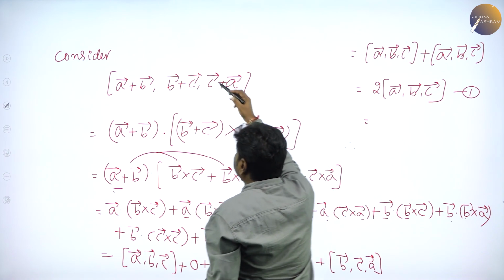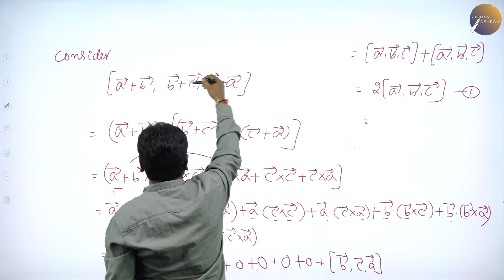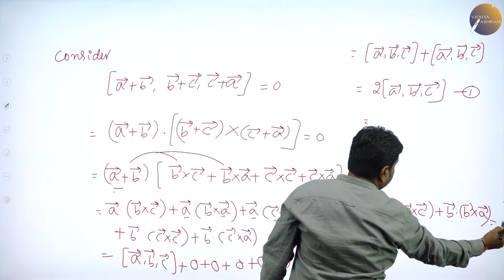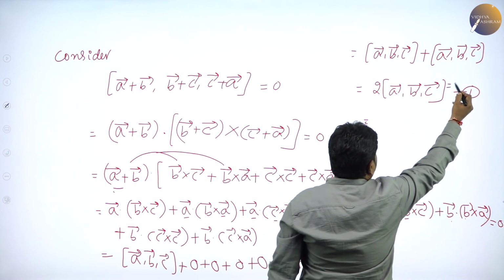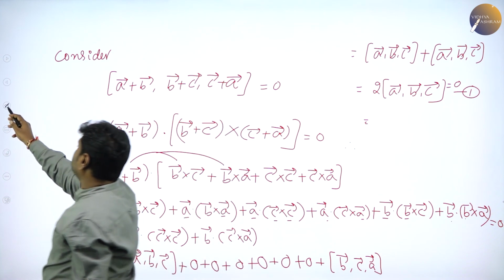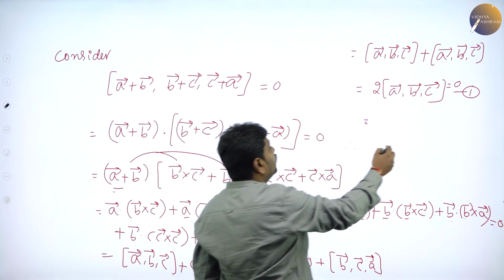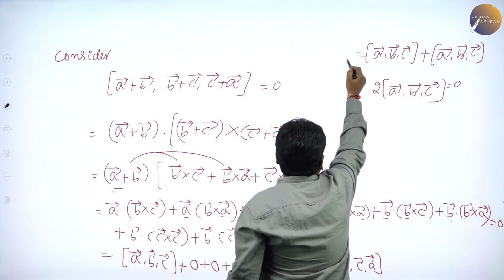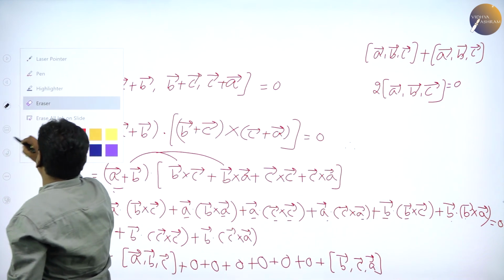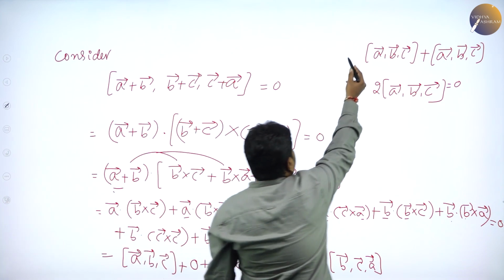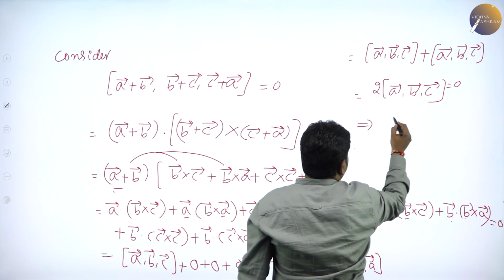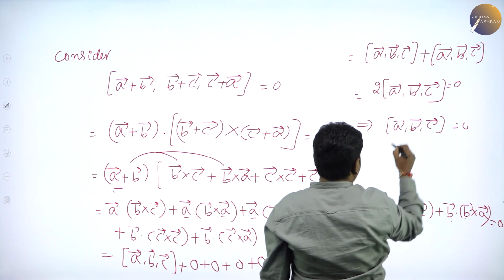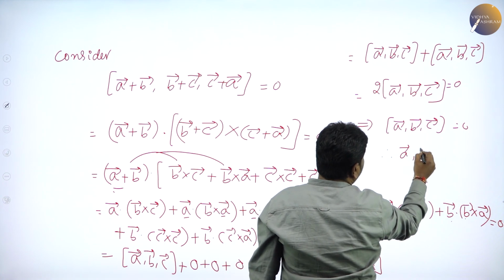So what is given? Box [A+B, B+C, C+A] is 0. This is given. So this is 0. I'll go on equating to 0. When I went on solving, I got this 2 box ABC. 2 box ABC is 0. So dear students, we got 2 box ABC is equal to 0. That implies box ABC is also 0, and therefore A, B, C are coplanar.